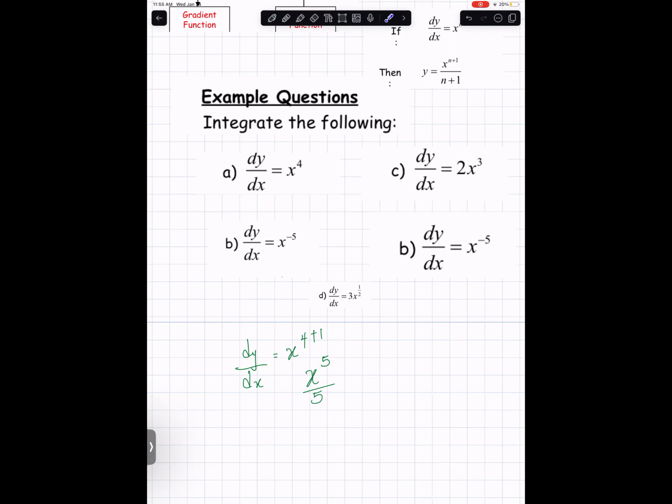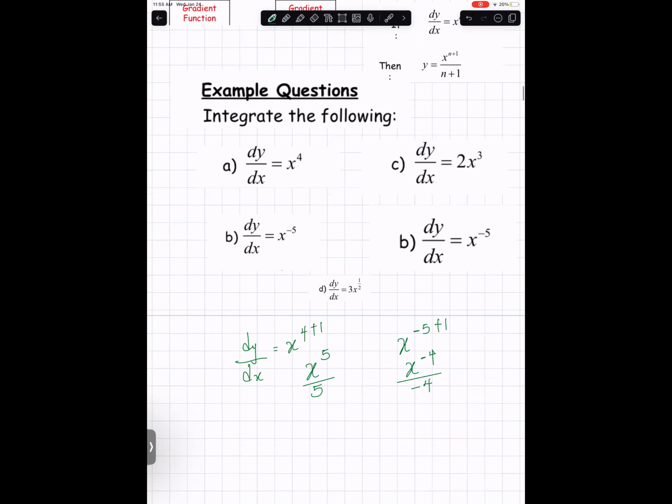Let's move to the next question, which says x raised to the power of minus 5. What do we do? Add 1 to minus 5. That gives us x raised to the power of minus 4. Then I divide by minus 4. It's very easy. So this is how to integrate, which is the reverse of differentiation.